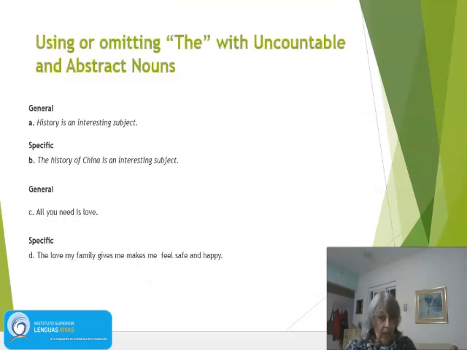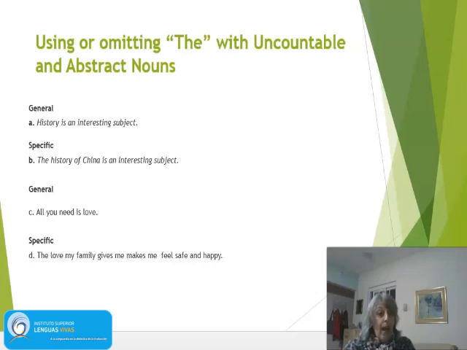And in this slide, you can see that we can use or omit the with uncountable and abstract nouns. That depends on whether we decide to generalize something, or to be more specific. For example, in this sentence, history is an interesting subject, I'm generalizing. But if I say the history of China, I'm making my idea more specific. I even have a post modifier, of China.